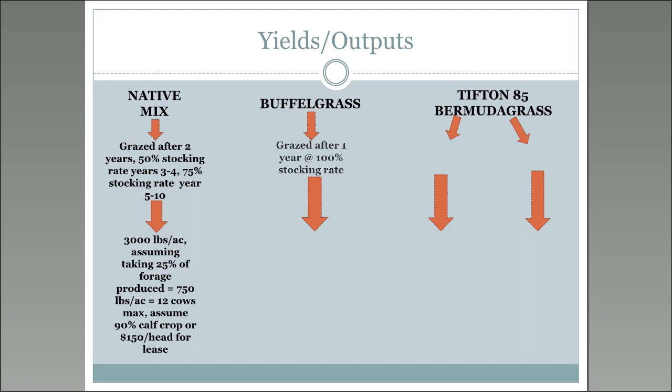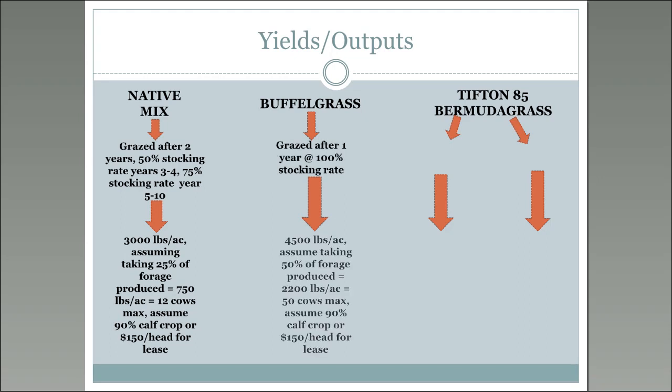So for buffel, it was grazed after only 1 year of deferment, so that allowed that plant to grow up, to seed out, and return those seeds to the soil. So kind of gave us some free seeds in addition. And then after that, we ran 100% stocking rate. So we did not do the 75% lower rate that we suggested for natives. We assumed you could run as many cows as that would support.